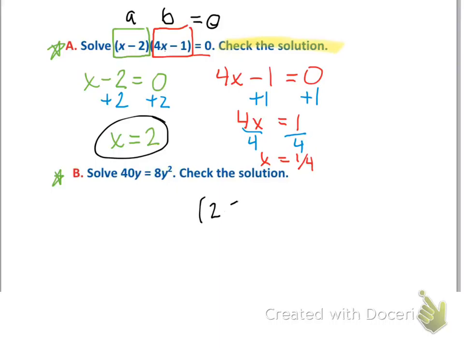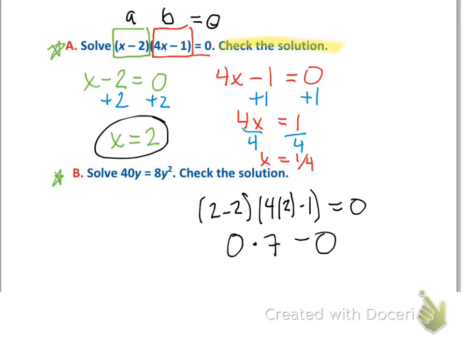So 2 minus 2 times 4 times 2 minus 1 should equal 0. 2 minus 2 is 0. 4 times 2 is 8. Minus 1 is 7. 0 times 7. Does that equal 0? You betcha.